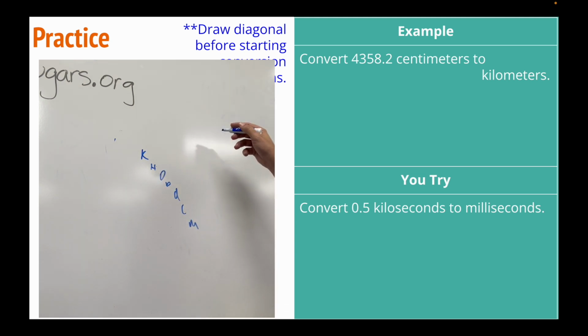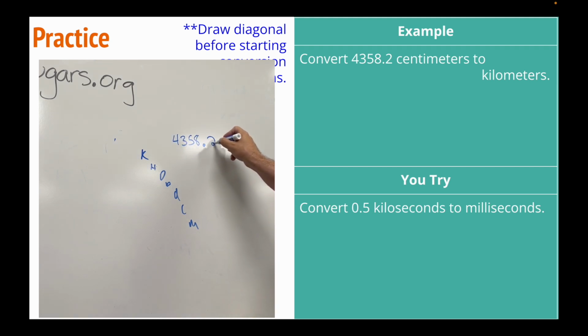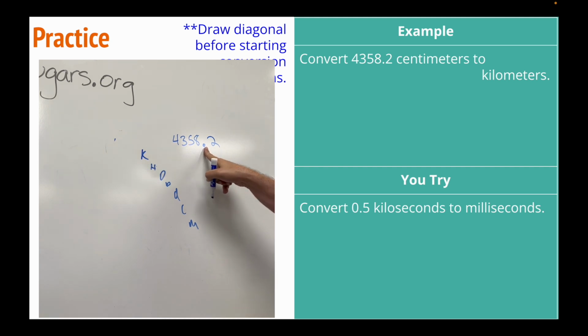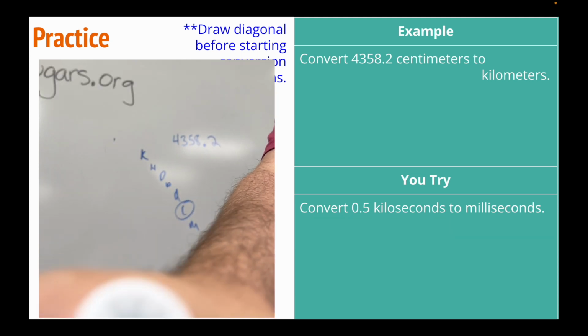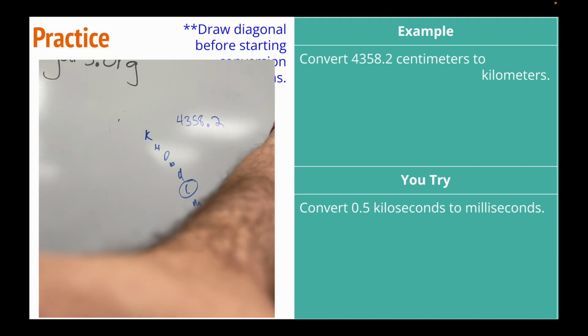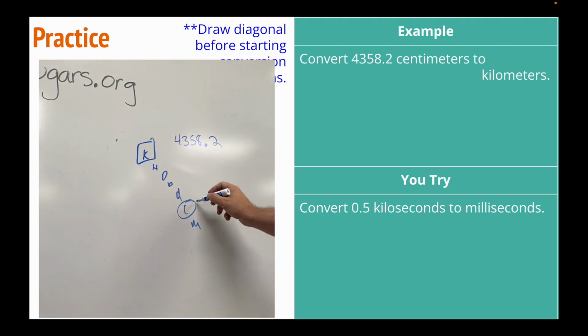So now we got 4,358.2. You'll notice I make my decimals extra big so I don't forget about it. But I'm starting at, where are we starting? Centimeters. And where am I going to? Kilometers. So we're going here.